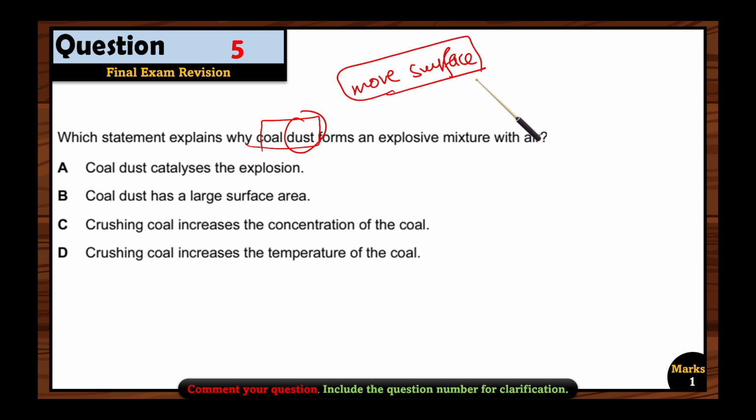So let's see what is the reason behind it. Coal dust catalyzes the explosion. Wrong. Coal dust is itself a reactant. It's not a catalyst. Coal dust has a large surface area. Yes, that's right. Because they are very small particles, they have the largest surface area. They will take more space, right? So option B is the right option.